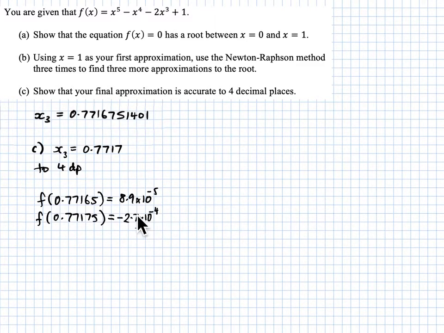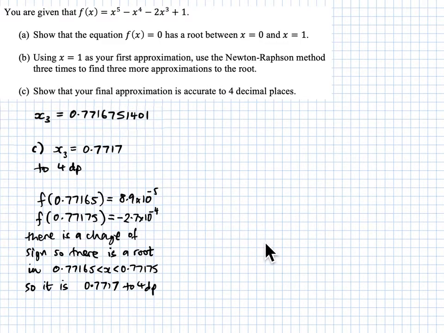You don't need to write a lot of detail. You do need to write the number. It would probably be nice to say greater than 0 here and less than 0 there. Make it really clear that they're one positive, one negative. But essentially, you then say there's a change of sign, so there's a root in that interval. And so the root is that to 4dp. Job done.